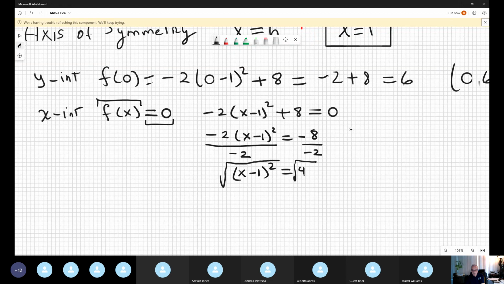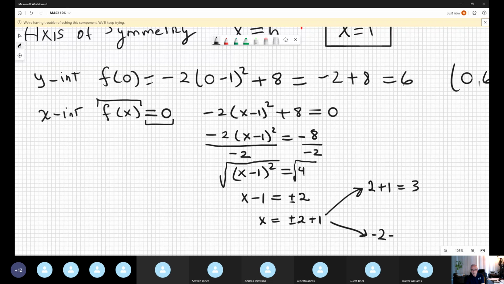Remember, my goal is x. You know very well that the square root and the square cancel each other. The square root of 4 is 2, but don't forget, please, plus or minus, exactly the same as we did in chapter 1. Now finally, x equals plus or minus 2 plus 1. We have two solutions. Taking the positive sign, 2 plus 1 is 3. Taking the minus sign, minus 2 plus 1 is negative 1.